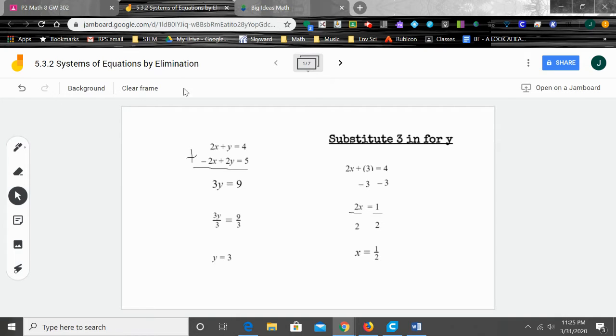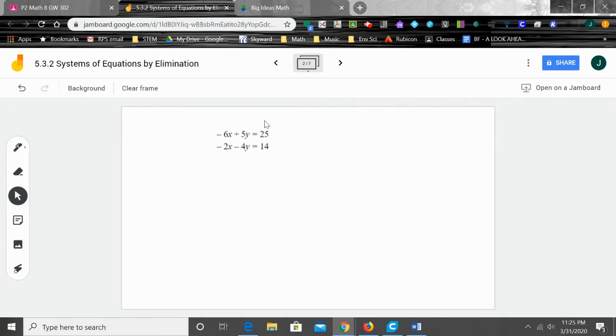So the question is, what happens when the coefficients are not the same? So if you notice here in front of the x's, we have a negative 6 and a negative 2. Here with the y's, we have a 5 and a negative 4. Well, we're going to use a concept that you learned in 5th grade. Yes, do you remember adding fractions? Well, we're going to use the exact same thing.